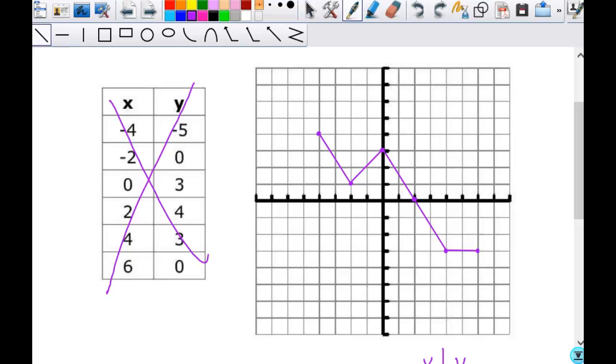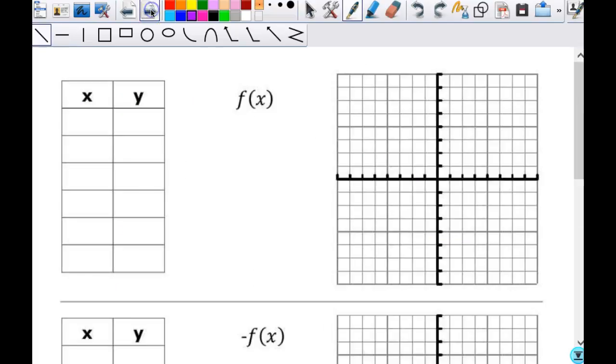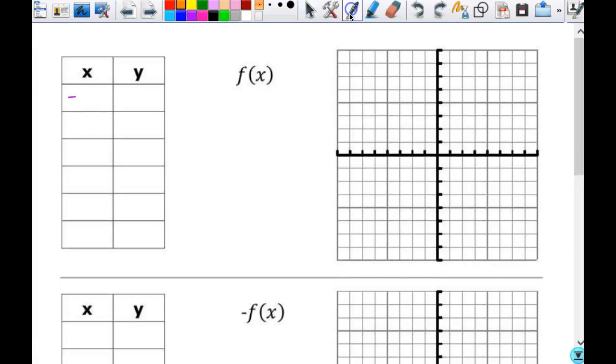So we're going to go to the inside of the notes, and we're going to redo the same thing. I just wanted the original one on the outside. So I've got to give you these again anyway. So -4, 4, -2, 1, 0, 3, 2, 0, 4, -3, 6, -3. Okay, those are the points.